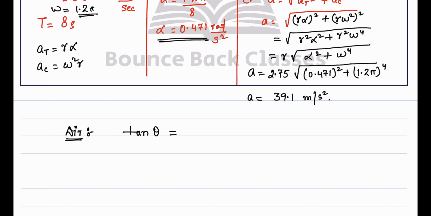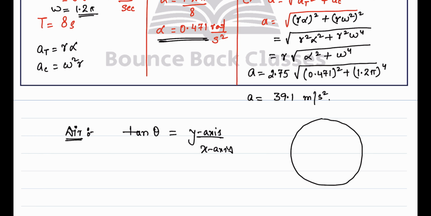Tangent theta is equal to y-axis divided by x-axis. Yes or no? Y-axis divided by x-axis. Okay, and whenever we are solving any question in terms of acceleration, always remember, let's say this is your AC, this is your AT, and here is your A, and theta is generally with the AC, that is with the centripetal acceleration. This you need to focus on, so this will give you A cosine theta and this will give you A sine theta.